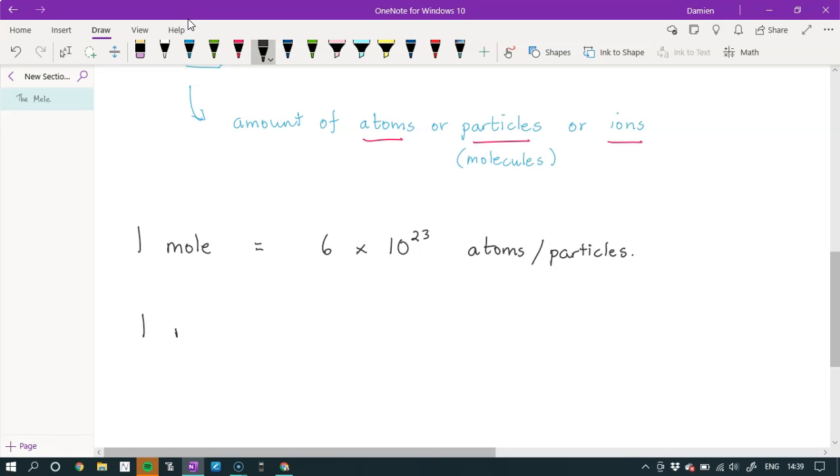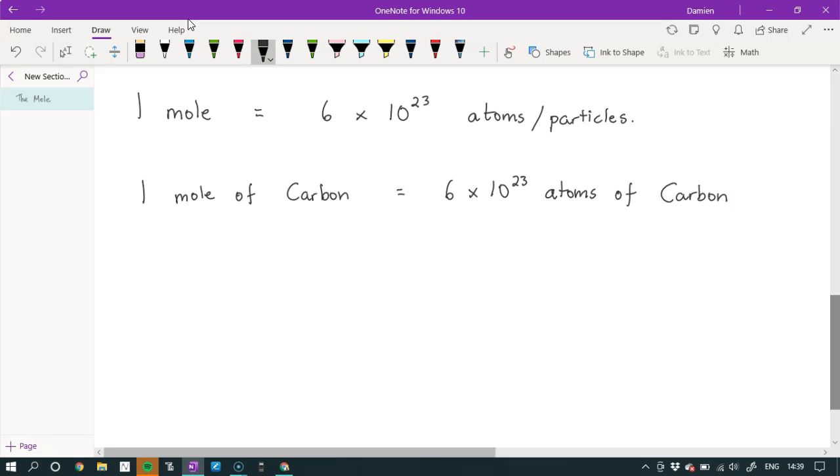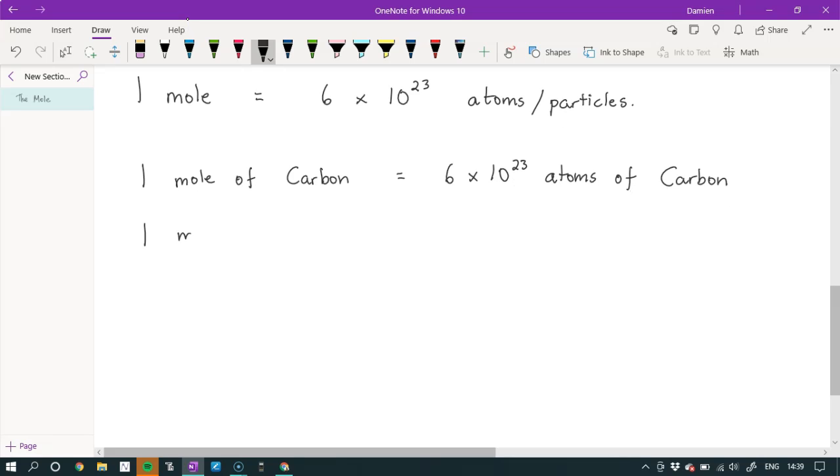For example, if you have 1 mole of carbon, and this is just your carbon atoms, so 1 mole of carbon is 6 by 10 to the 23 atoms of carbon, if you have 1 mole. If you have 1 mole of sodium, you will have 6 by 10 to the 23 atoms of sodium.